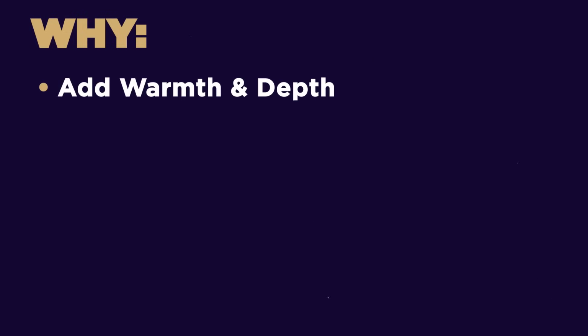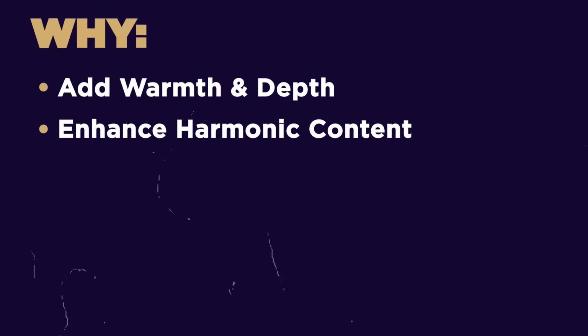There are several reasons why you might want to use analog emulations for saturation and color in Logic Pro. First of all, to add warmth and depth. Analog emulation plugins can impart a warmth and depth to your audio that is often associated with analog equipment. This can help to create a more organic and natural sound, making your digital recording sound warmer and more inviting. Secondly, enhancing harmonic content. Analog emulation plugins introduce harmonic distortion and saturation, which can enhance the harmonic content of your audio signals, and this can add richness and complexity to your sounds, making them more interesting and dynamic.